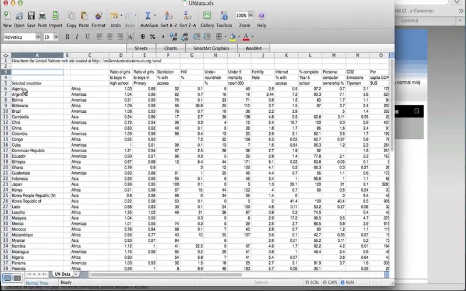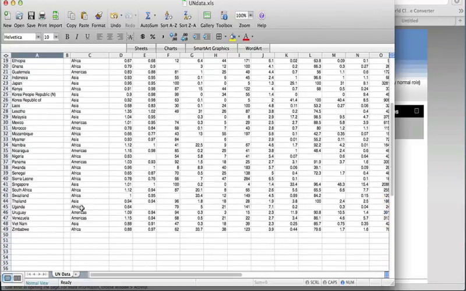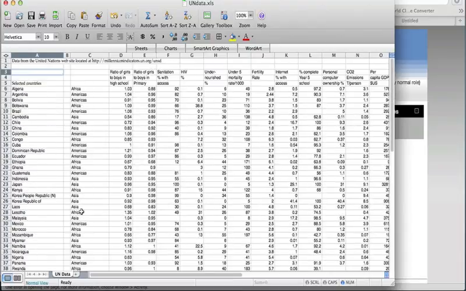UN data: a bunch of countries from Africa, the Americas, Asia, etc. There's about 45 of them. And there's data here: ratio of girls to boys in high school, sanitation percentage with access. That means the percentage of people who've got access to probably running water or toilets or something. Percentage of HIV people, undernourished percentage, etc., etc., etc.